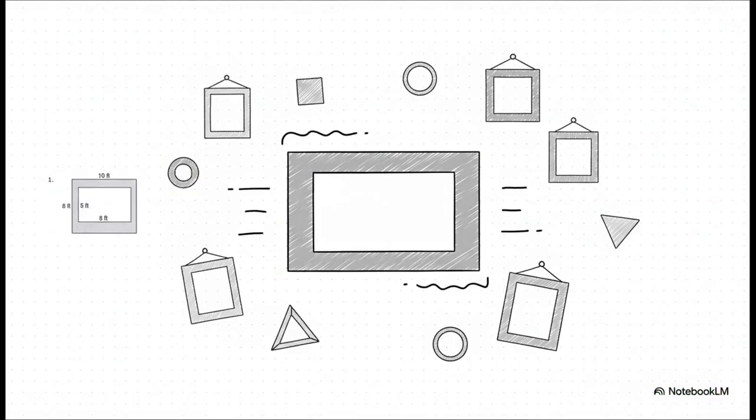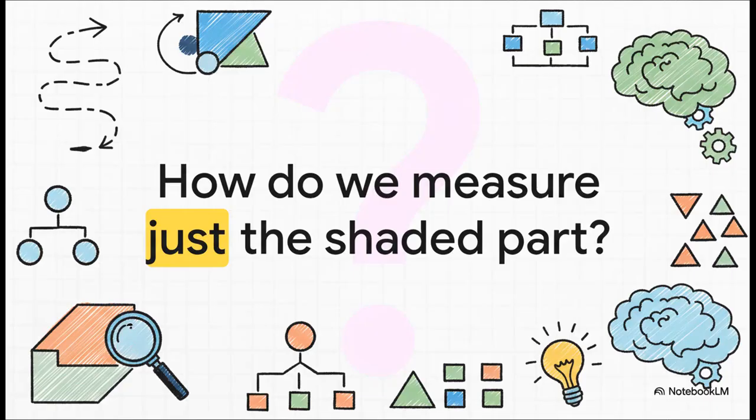A good way to think about it is like a picture frame. The question is, what's the area of just the frame itself? The shaded part, without the empty space in the middle. So how do we even tackle this? You can't just multiply two numbers and call it a day. This is going to require a little bit of strategy.